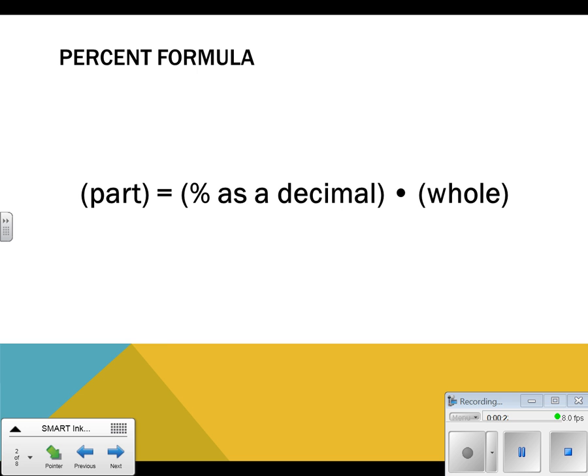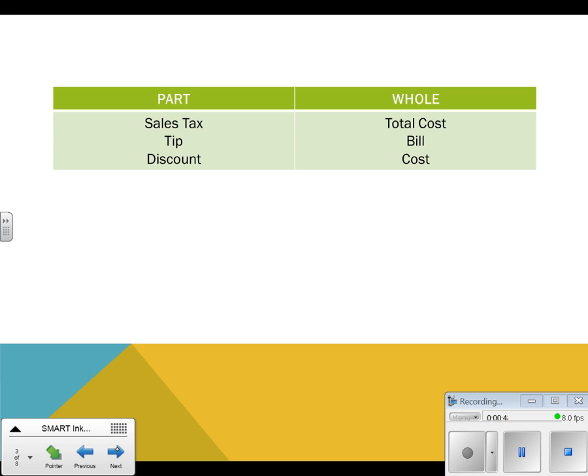A percent formula to use in creating our equation in these problems would be: part, the part you're looking at, because we're always going to be dealing with a part to whole in these percent problems. Your part equals the percent as a decimal, important that you write it as a decimal, times the whole in that part to whole. So that formula will help us set these problems up.